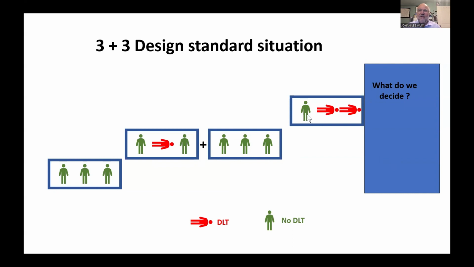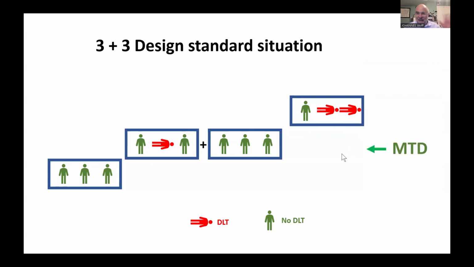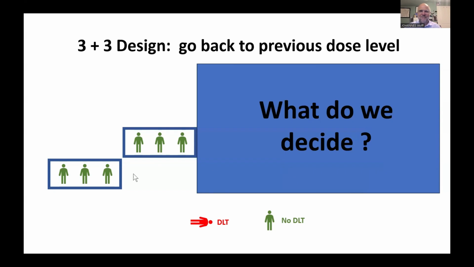You did go up. Here are the data of the next 3 patients. 1 was fine, no toxicity, but 2 had DLTs. What is your next decision? Correct. You're done. You can declare the maximal tolerated dose. This dose was not tolerated. This is the maximal tolerated dose. You have 6 patients treated. Only 1 has a DLT. 3+3 design, done. Congratulations.